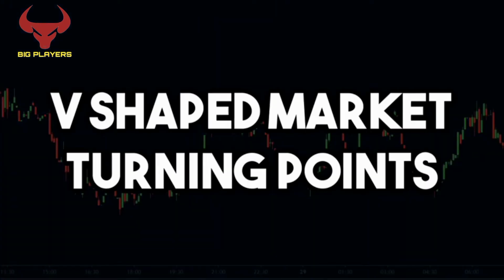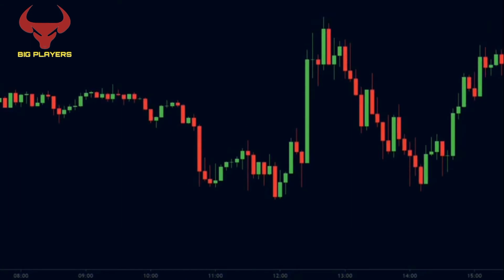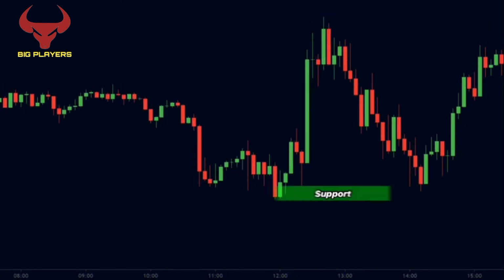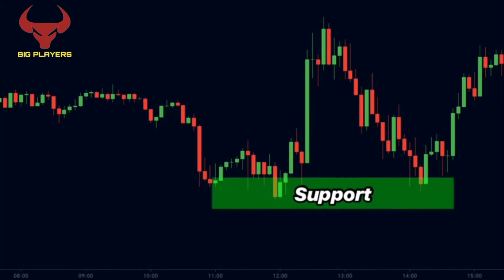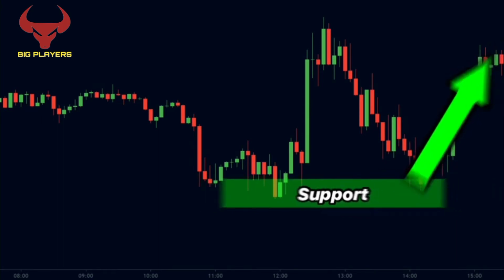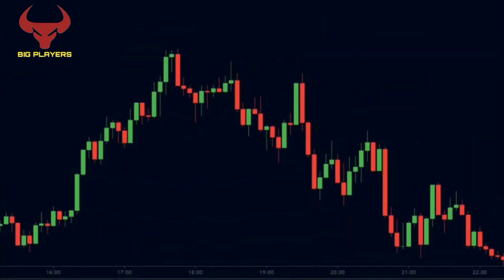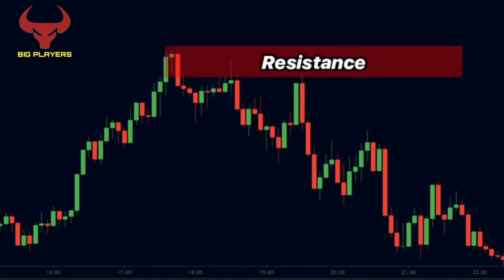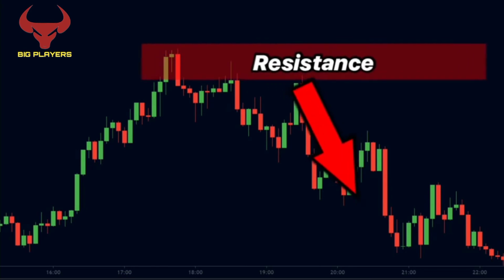That means we are looking for V-shaped market turning points. So on this chart, we see a V-shaped turning point in the market, and we plot a support level here. And as you can see, the price tested the same level, and the level gave support to the price. Similarly, here we see a turning point, and we mark a resistance level here. As you can see, the next time the price came near the resistance area, it saw a sharp sell-off.